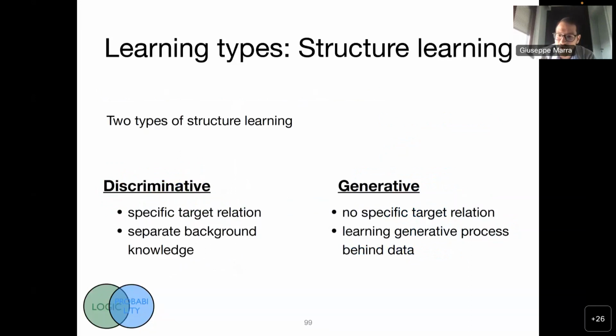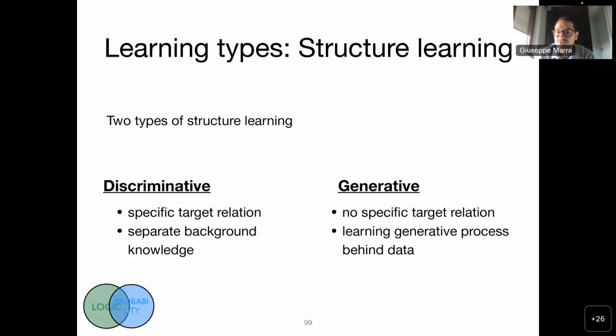So in the discriminative one, you distinguish your relations into background knowledge and target. The idea is that you consider the background knowledge as given, and what you want to learn is a structure that explains the process in which the target relation is generated. So you can really think of this as a predictive model. You want to learn the structure that allows you to predict or to discriminate a given target relation.